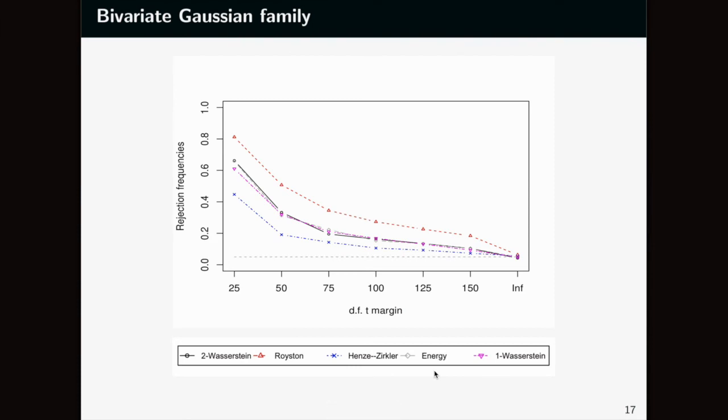In the second setting, the alternatives that are generated are based on the distribution whose copula is the independence copula and whose margins are a Gaussian margin and a T-distributed margin. We let the number of degrees of freedom of this last margin vary, and we observe the performance. Here, the best test is the one proposed by Royston, but it does not keep the level alpha. Still, the test based on the Wasserstein distance exhibits a quite good performance.